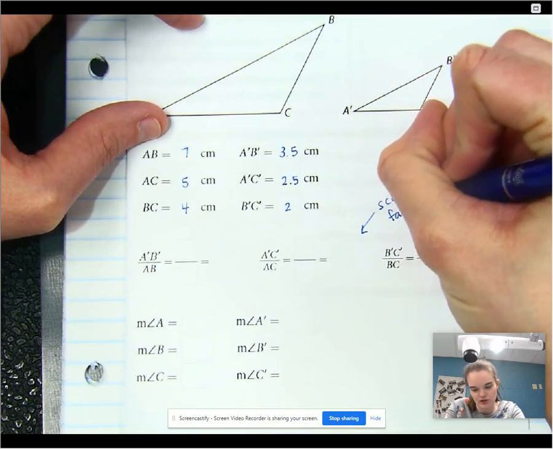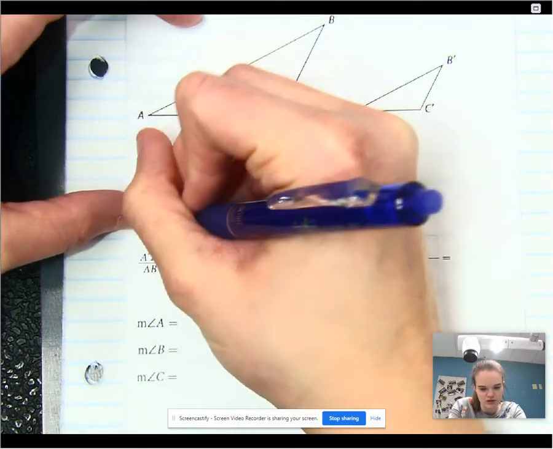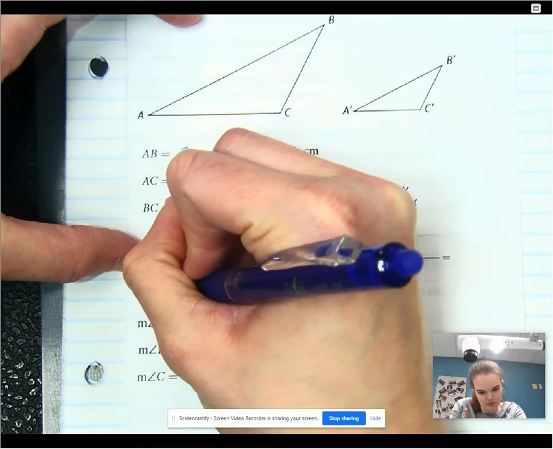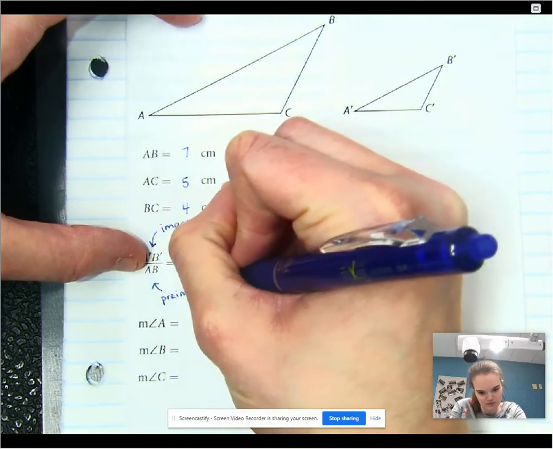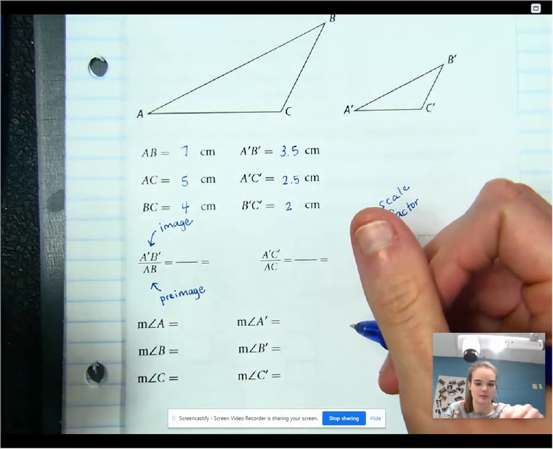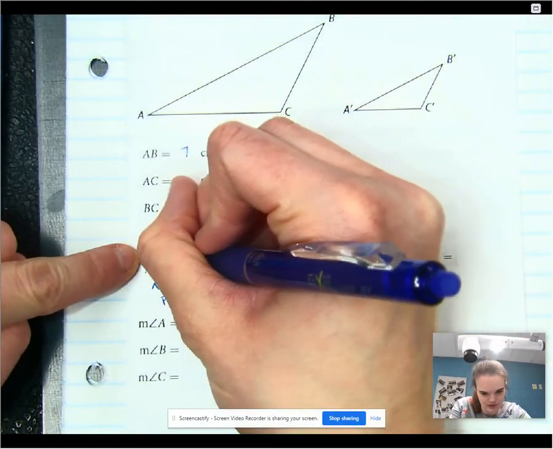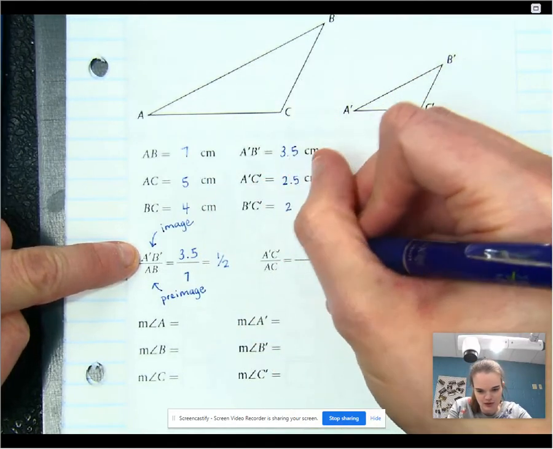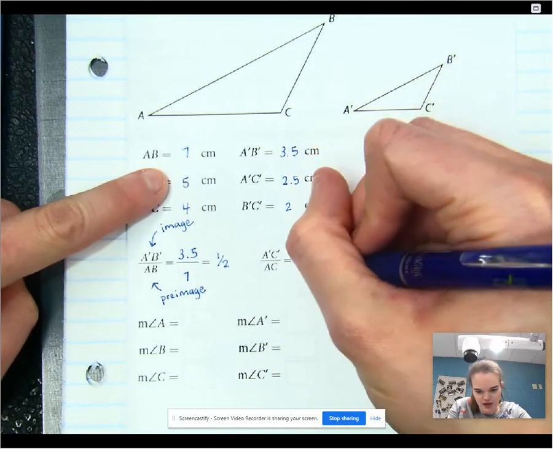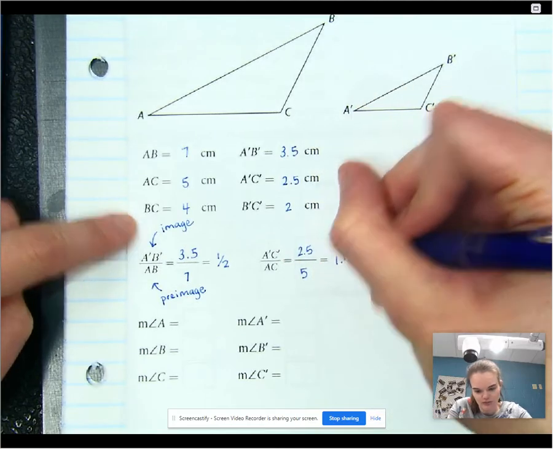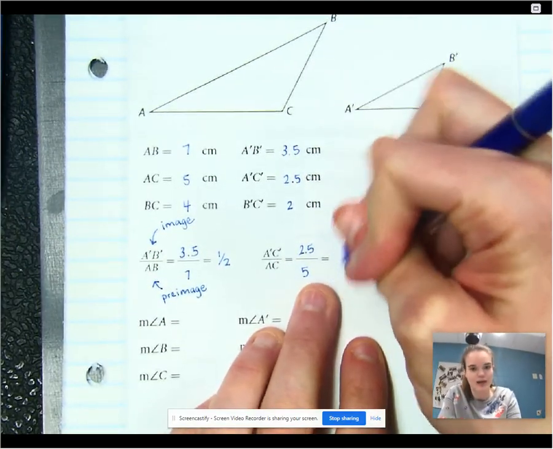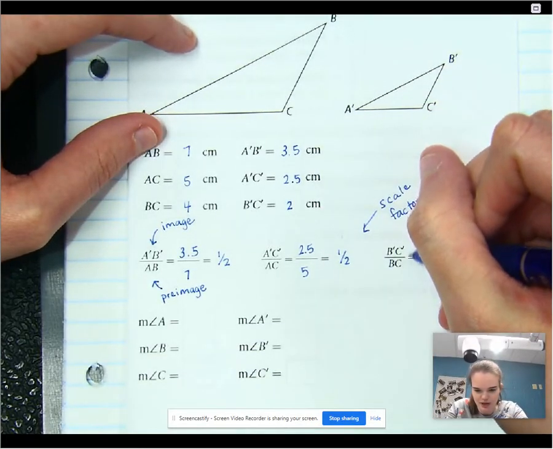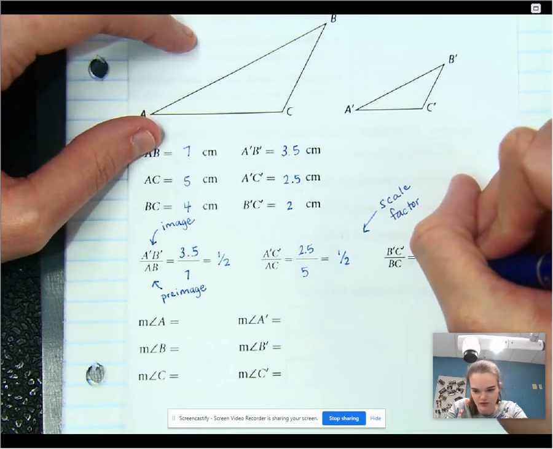To find scale factor, you always do the image divided by the pre-image. And remember, it's been a while, but pre-image is where you started from. Always image divided by pre-image. So A prime B prime is 3.5 divided by 7, which is 1/2. A prime C prime to AC is 2.5 to 5, and that's 0.5 or 1/2. And B prime C prime to BC is 2/4, which is 1/2.